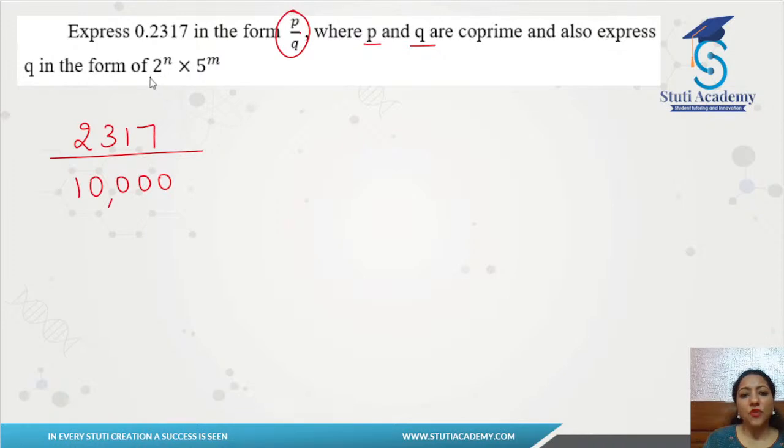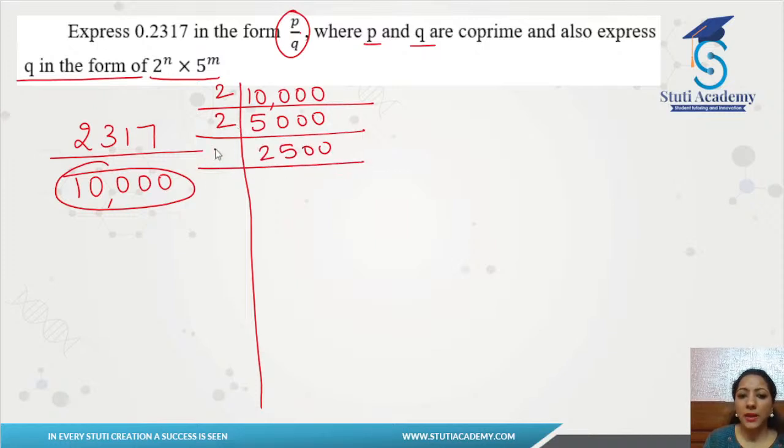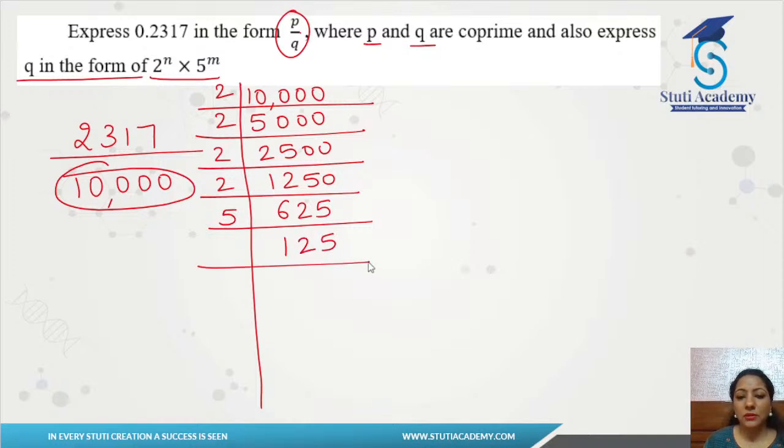Now we have to express this in the form of 2 raised n, 5 raised n. That means this Q has to be expressed. That means we have to prime factorize this denominator. So we have here 10,000. We're going to divide by 2. We'll get here 5,000. Then by 2, we'll get 2,500. Again by 2. Just see, these are all even numbers. That's why I'm straight away dividing by 2. So I'll get 1,250. Then by 2, I'm going to get 625. Then by 5, I'm going to get 125. Then by 5, I'm going to get 25 here. Then by 5, 5, 5 and 1.